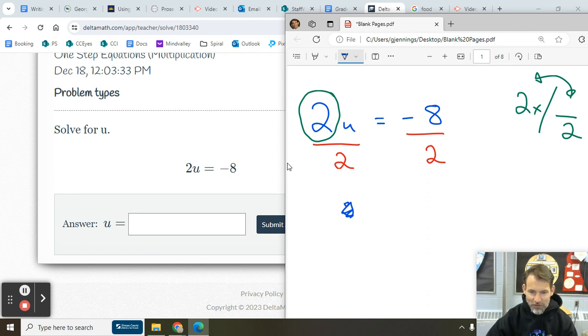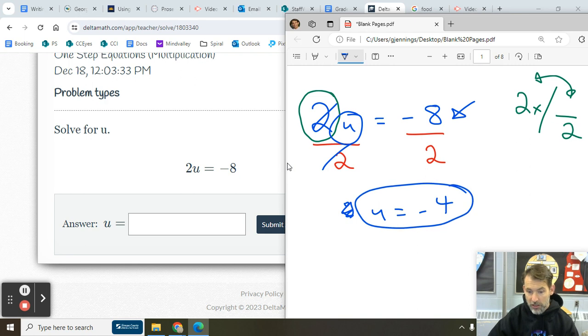So I do this division, right? 2 divided by 2 is just 1. So I'm left with 1 u there. So u is equal to this result, negative 8 divided by 2. Well, negative 8 divided by 2, my calculator tells me it's negative 4. And my brain tells me it's negative 4.